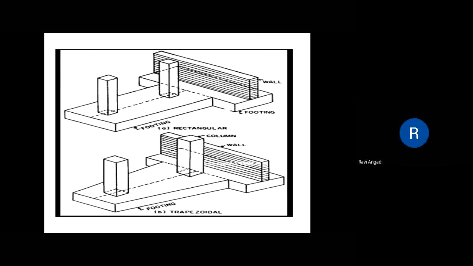And sometimes a combined footing is provided with a wall also. There is a combined wall as well as a column. See, the column is present and the wall is also present. Here this footing is provided for the wall and this footing is provided for the column. Both are combined together, and this is called a combined wall and column footing. This is also called a combined footing. Is it clear? Yes, sir.